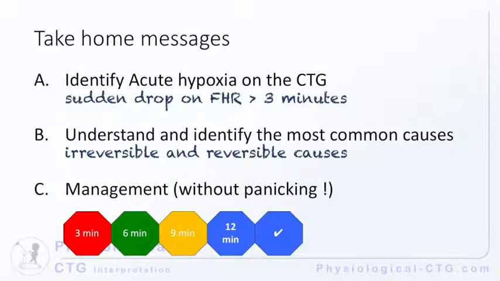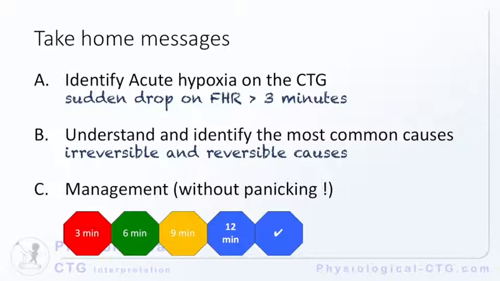As a take-home message, acute hypoxia is a sudden drop in the fetal heart rate that lasts for more than 3 minutes. Remember that you have reversible and irreversible causes, and your management will be mostly dependent on the identification of the cause of the prolonged deceleration. And the management will be accomplished by steps.